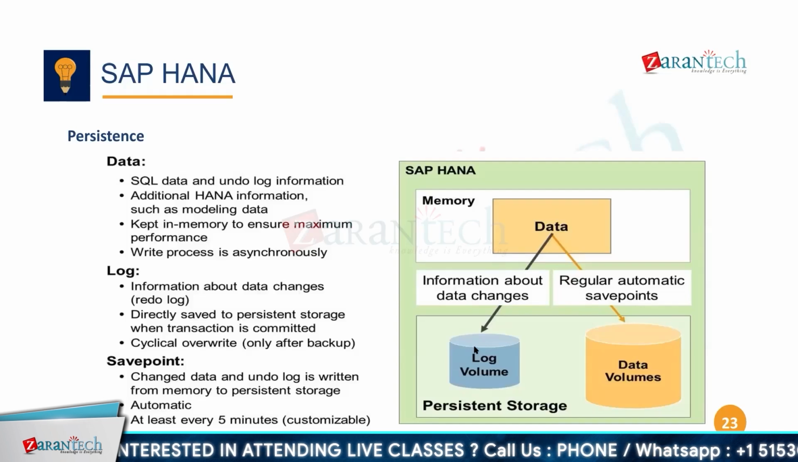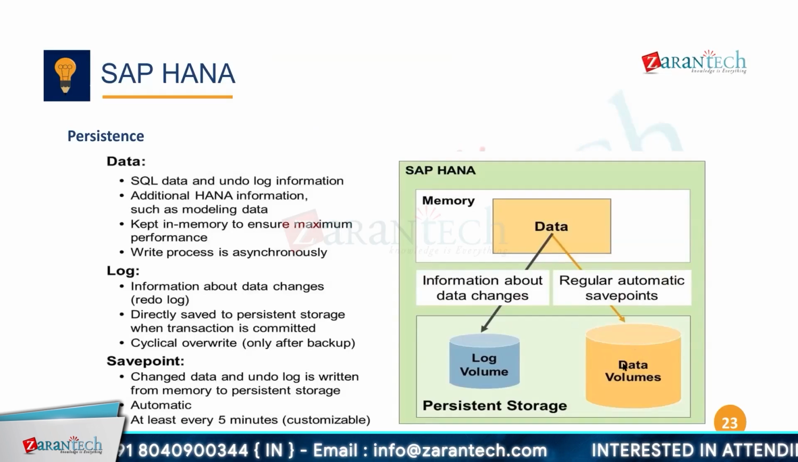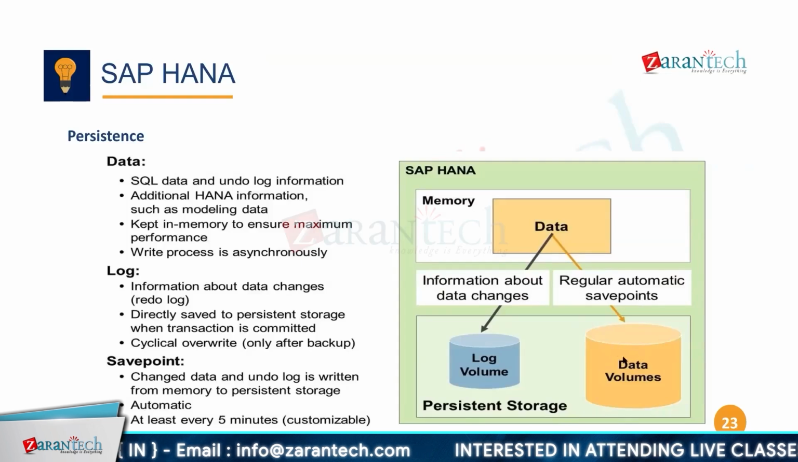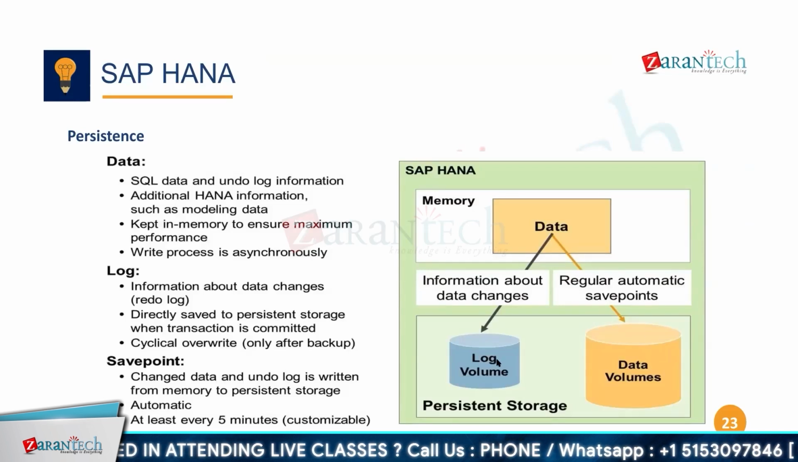Let's say now it is 10:46 or 10:47. At 10:47, there is a power failure. This again I will explain in another slide. So you have the data volume up to 10:45. You got it? At 10:45 there would have been a save point, every 5 minutes. And then 2 minutes of data is available in the log volume. So it will just do recovery.